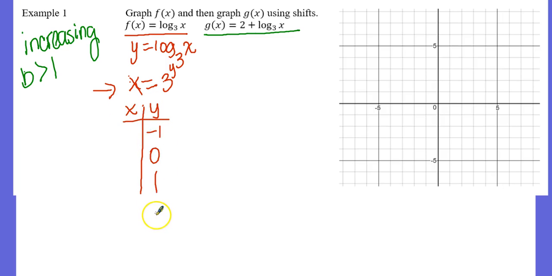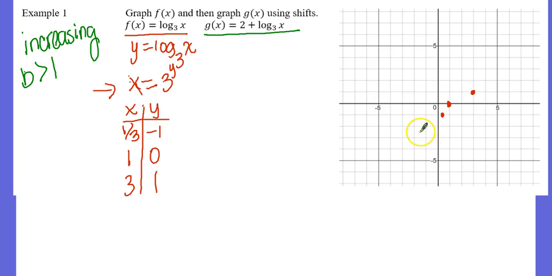-1, 0, and 1, let's pick those. I like those because I can do 3 to the -1. What is it? 1/3. 3 to the 0, and 3 to the 1. I can graph those. That's so nice. -1, 0, 1. Plug them in. So we go 1/3 right and down 1, 1, 0, and 3, 1.